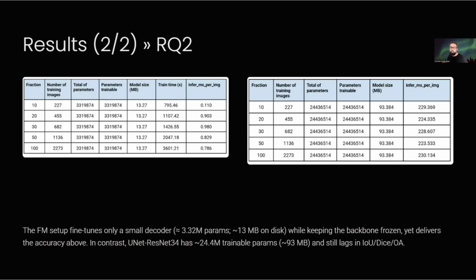And the table showing training details, parameter counts for both models. On the left side, the Copernicus-FM, and on the right side, the UNet-34. And now the foundation model setup fine-tunes a decoder with only about 3.3 million parameters, resulting in a tiny on-disk model size of about 13 megabytes. In contrast, the UNet ResNet-34 baseline has over 24 million trainable parameters, and the model size is approximately 93 megabytes. It's clear that the foundation model approach delivers superior accuracy while requiring a model that is 7 times smaller and has 7 times fewer trainable parameters than the UNet.